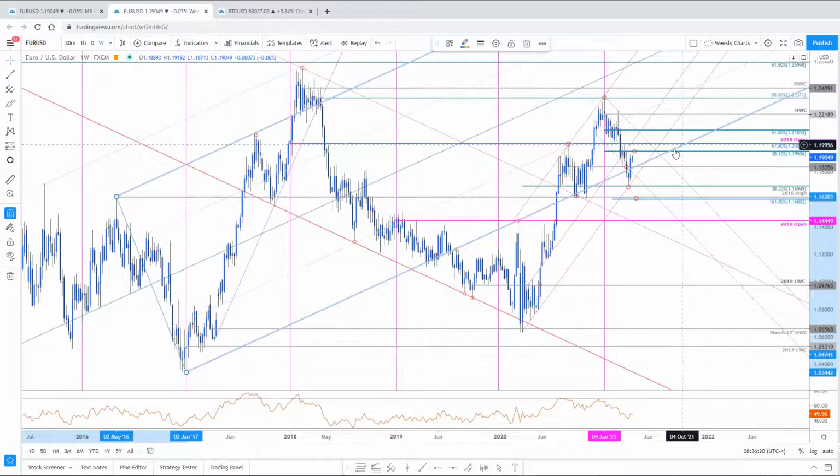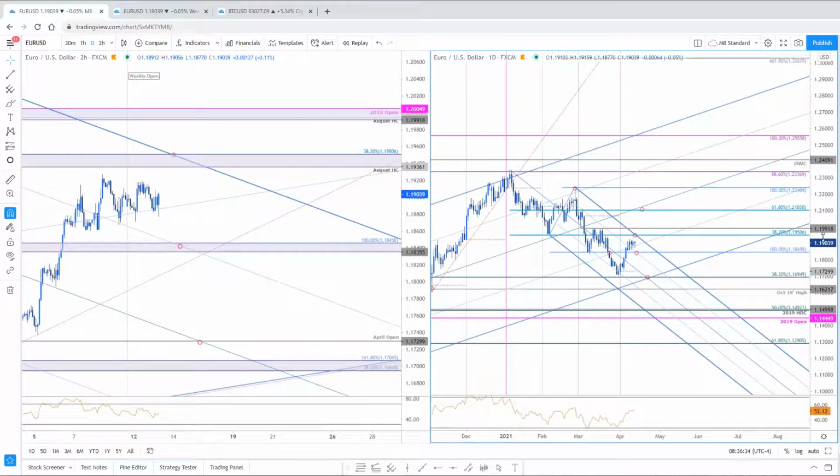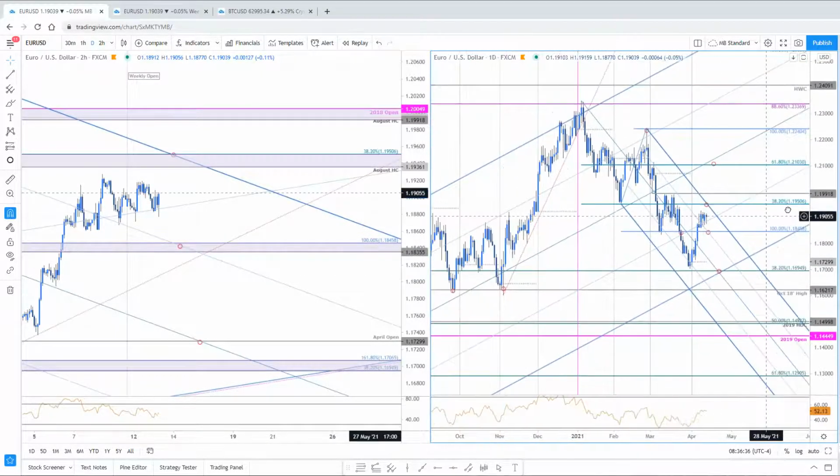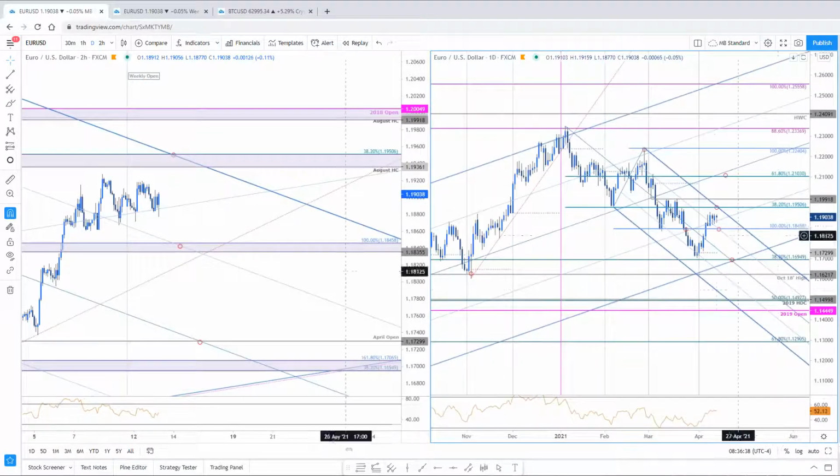It's a 618 extension from the ascent off the lows we made in 2017. It was a 2018 objective yearly open. Last year's August high. Beautiful spot. So again, maybe a little bit higher in the euro, but looking for resistance just higher from where we are now.